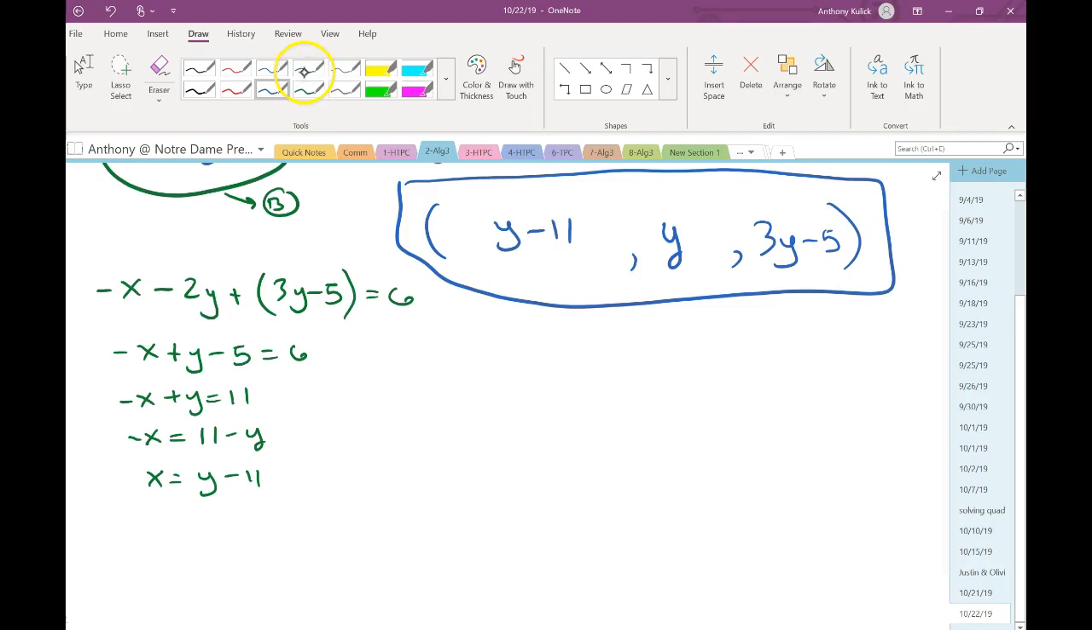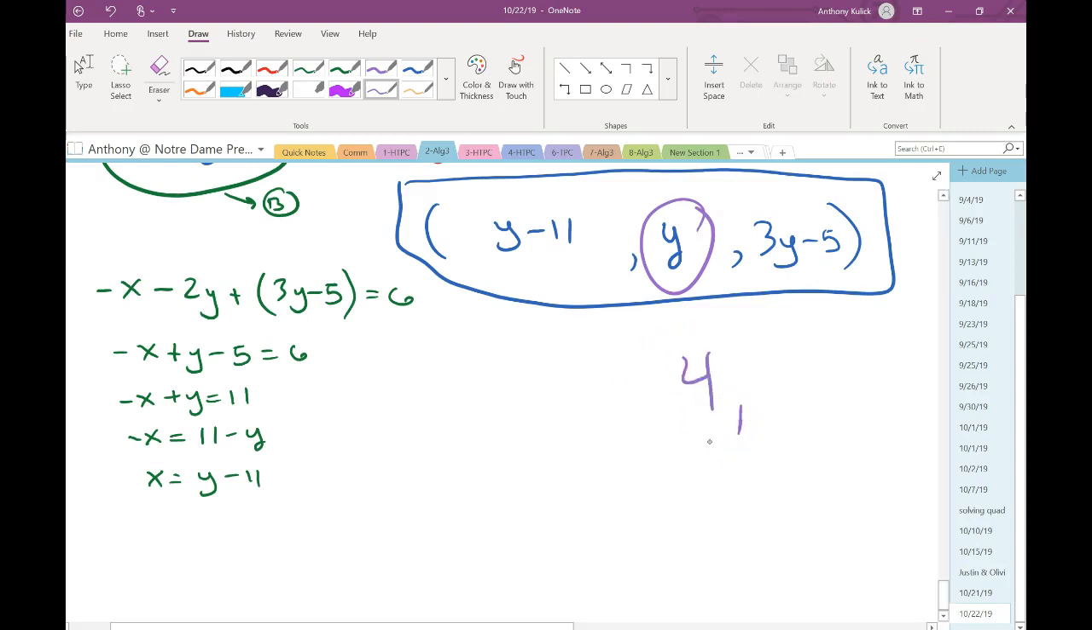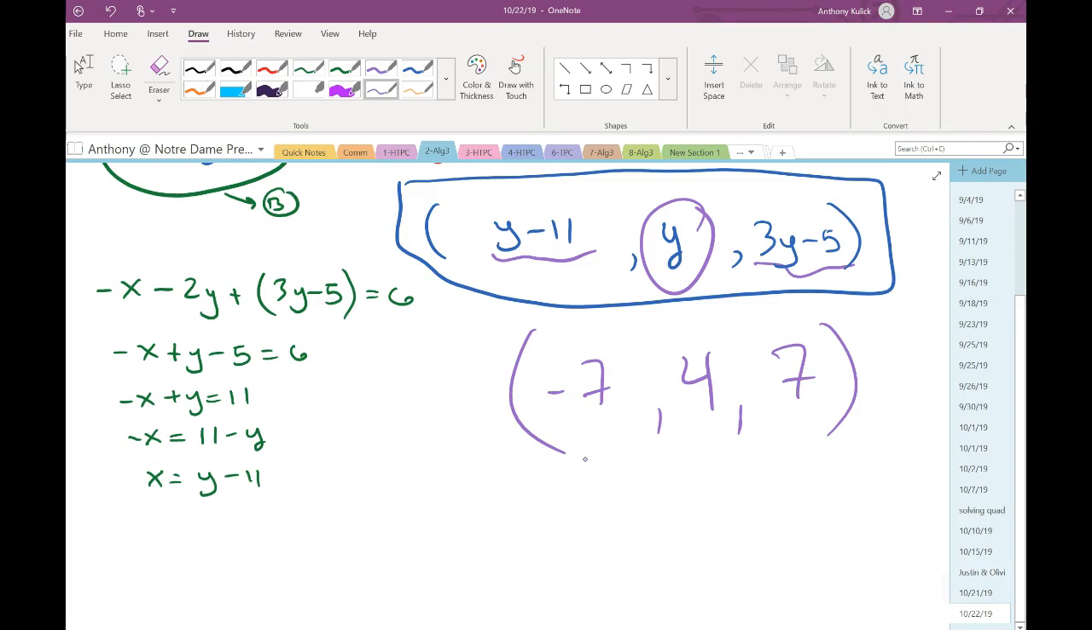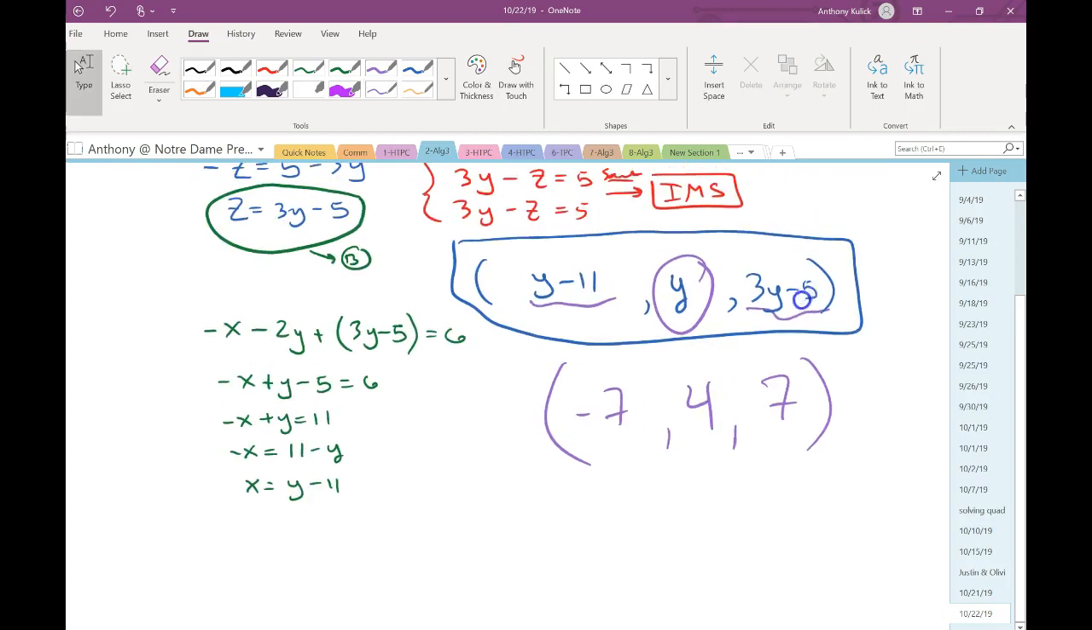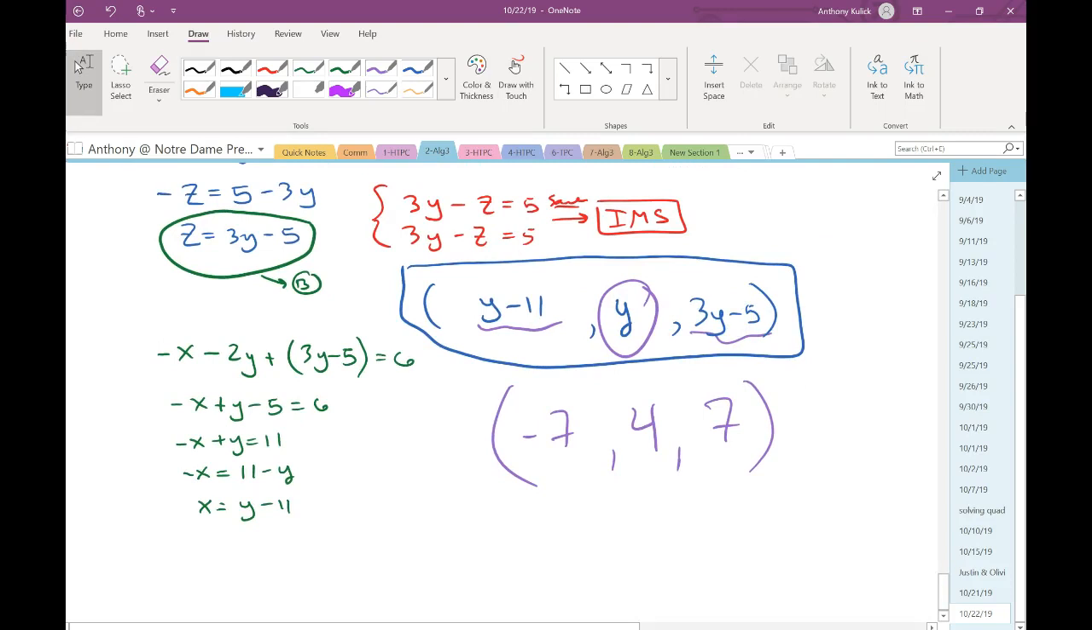So for example, if I wanted to list one of these infinitely many solutions, all I'm going to do is pick a value for y. So pick something. Pick a number. 4. Okay? If y is 4, then when I plug 4 into this, I get 12 minus 5, which is 7. And when I plug 4 into this, I get 4 minus 11, which is negative 7. So that's one of the points in those infinitely many solutions that we get. Is that good?